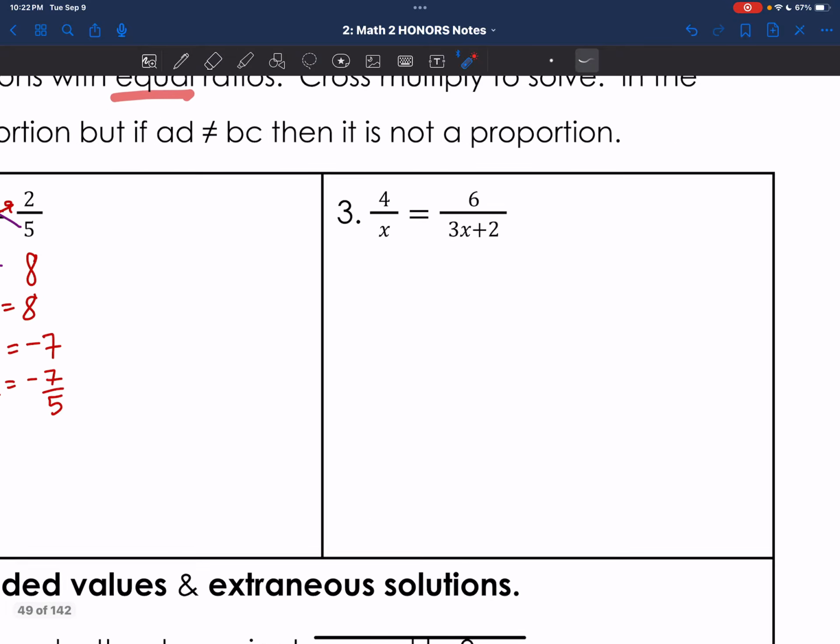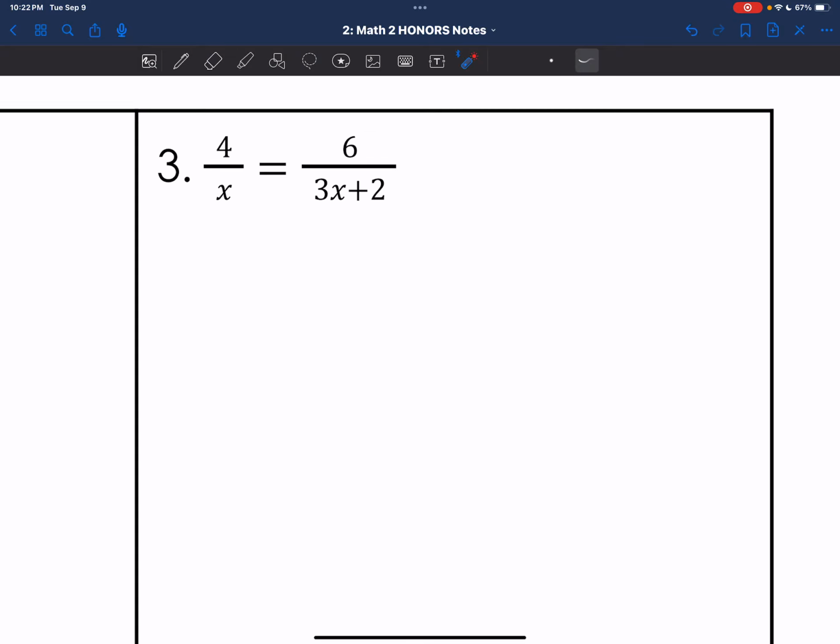So not too bad, as you've done cross multiplying before and you've done proportions before. It just may have been a while. But go ahead, I want you to solve this one.